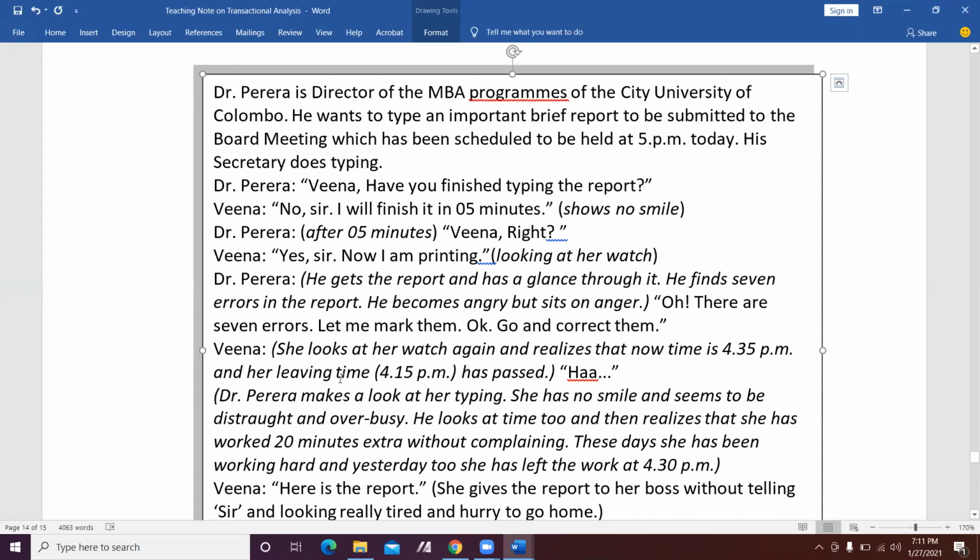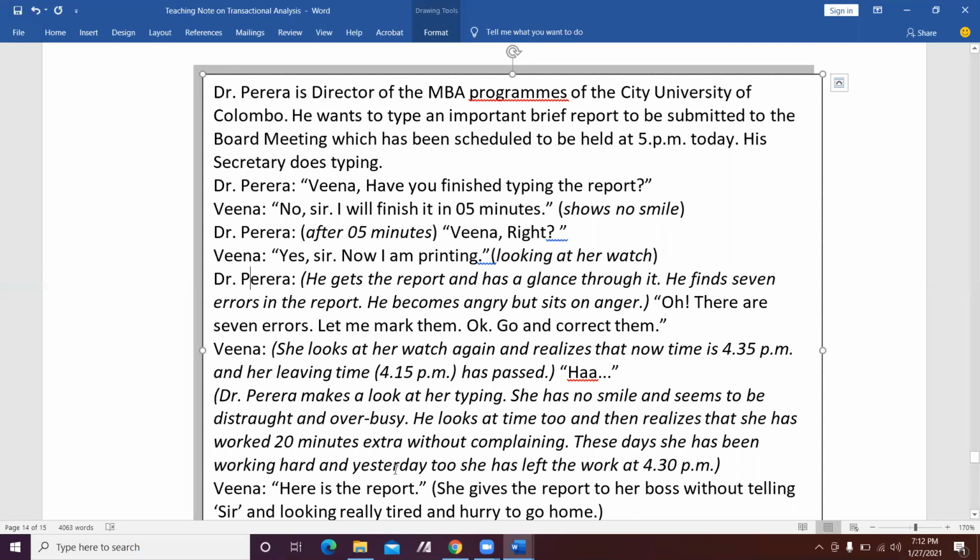Okay, read, then you try to understand. She looks at her watch again and realizes that now the time is 4:35 p.m. and her leaving time, 4:15 p.m., has passed. Dr. Pereira looks at her typing. She has no smile and seems to be distraught and over busy. He looks at the time too and then realizes that she has worked 20 minutes extra without complaining. These days she has been working hard, and yesterday too she left the work at 4:30 p.m. You see, understanding reality.